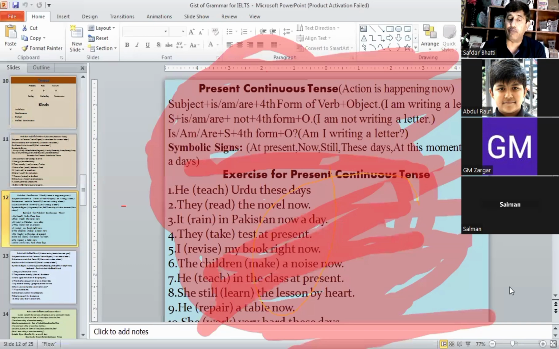And in interrogative, we have to put is, am, are at the beginning. Am I writing a letter? Is he writing a letter? And the symbolic words are at present, now, still, these days, at this moment, and nowadays. And that is the exercise. These exercises you can find in my book as well.